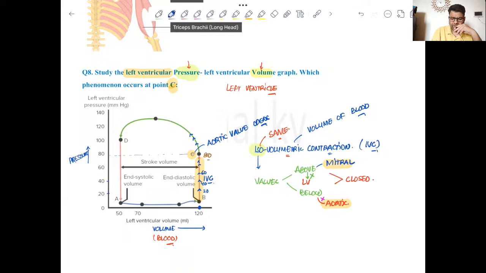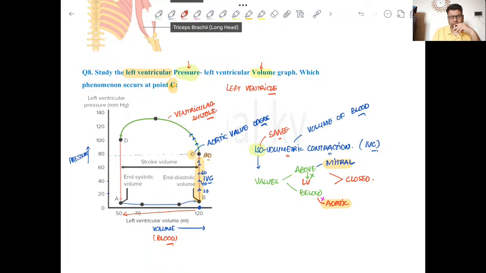So what will happen? Pressure will increase because it is contracting, but since the blood is flowing into the aorta, the volume will decrease. Clear? So we can see here that the volume will decrease as the blood is being pumped out into the aorta, right? So this phase is the phase of ventricular systole. The blood has been pumped out from the ventricle into the aorta.